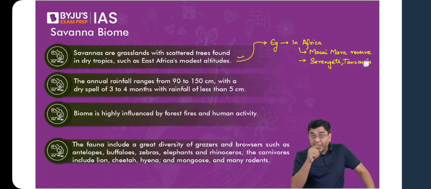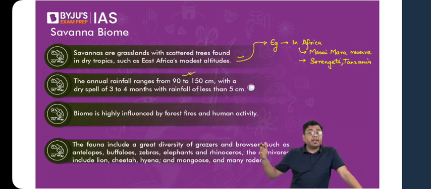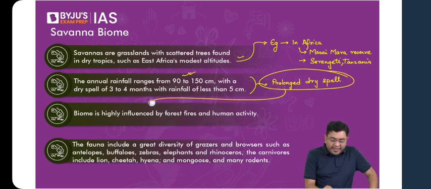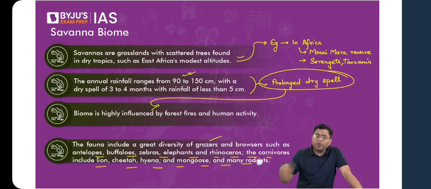Look at these regions. The minimum that you can do is look at the map of Africa and see where these areas are. Now, the annual rainfall ranges from 90 to 150 centimeters with a dry spell of 3 to 4 months. Many times the dry spell prolongs. So when you have a prolonged dry spell, that will always end up initiating wildfires and forest fires. The fauna includes a great diversity of grazers and browsers. For example, you have antelope, buffaloes, zebras, elephants, rhinos, and carnivores will also include lions, cheetahs, hyena, mongoose, and many different types of rodents as well.